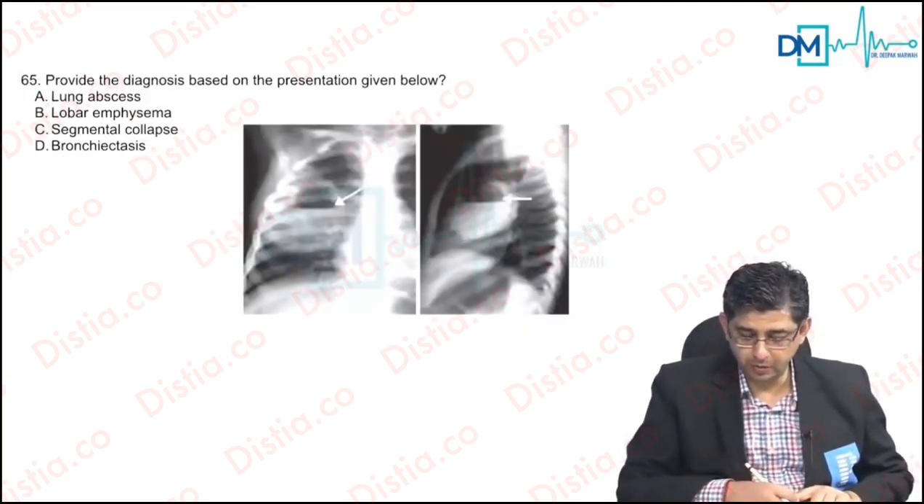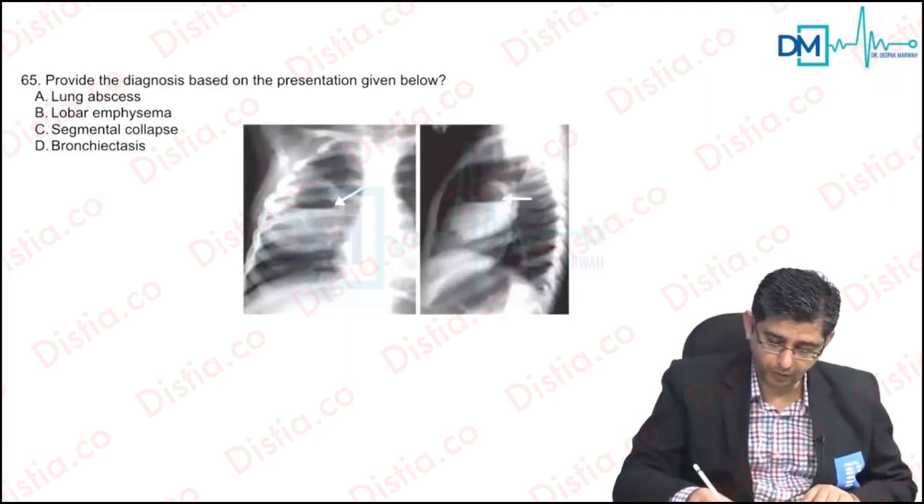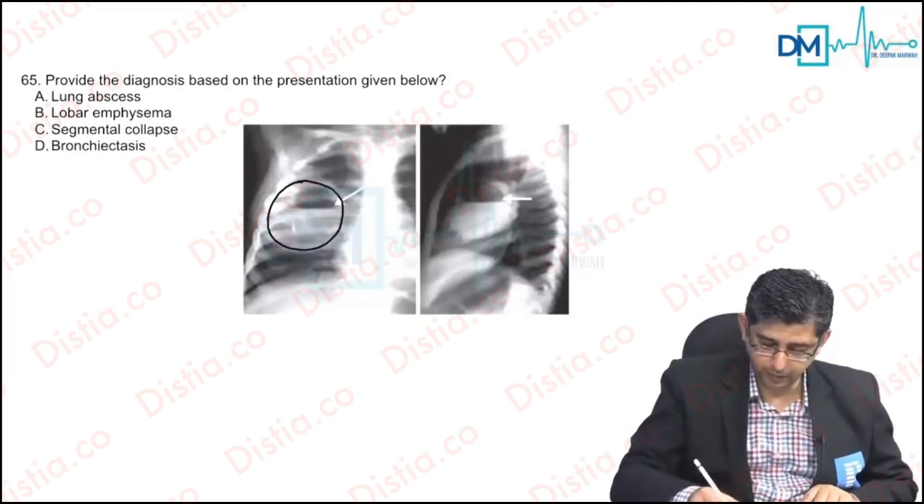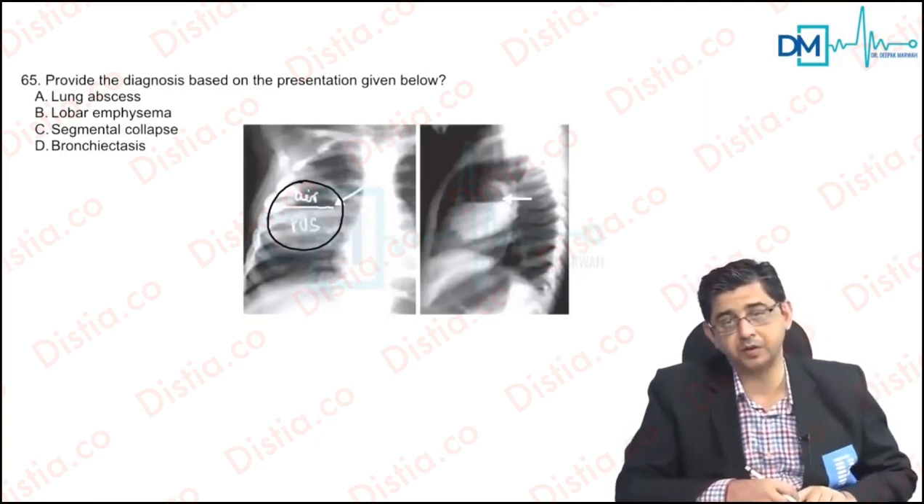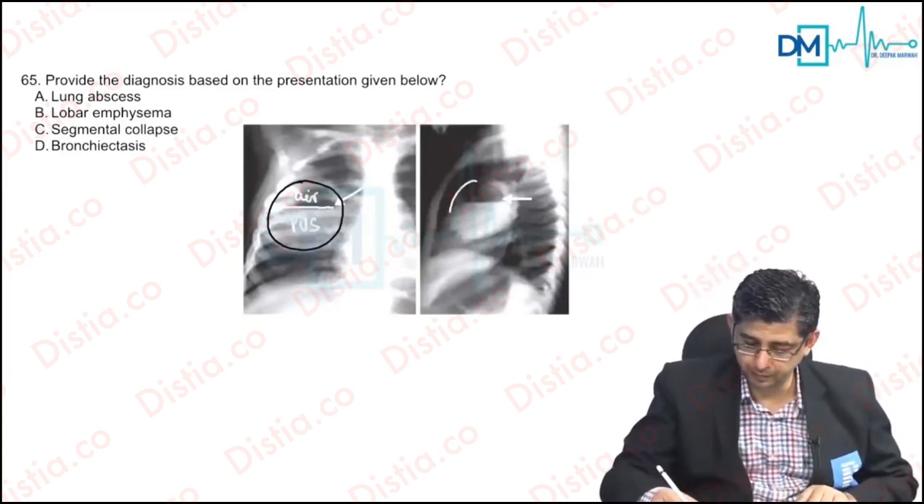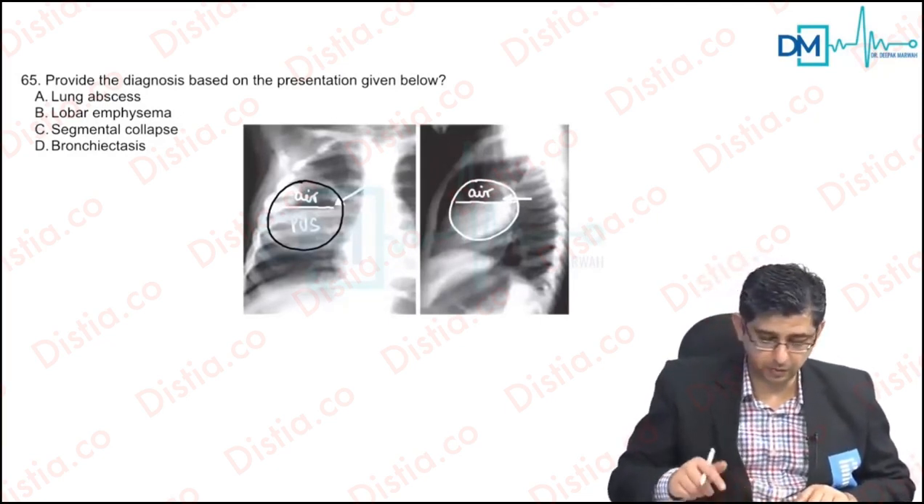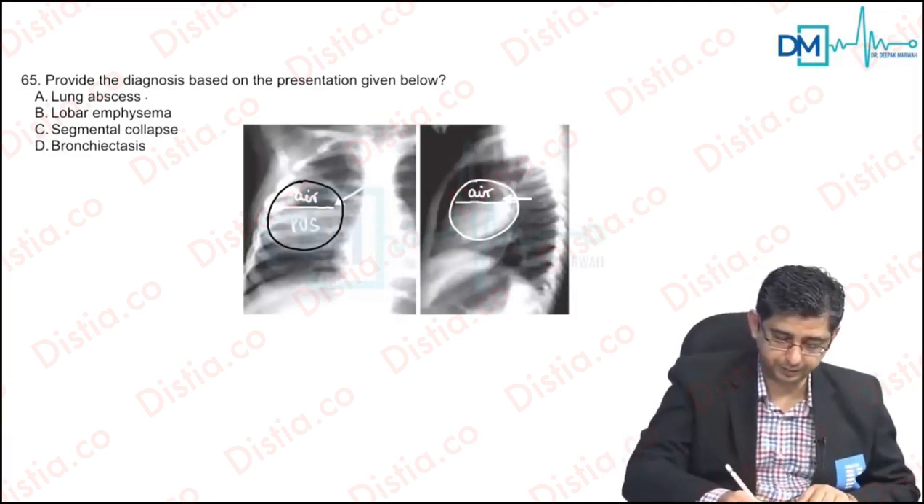Provide the diagnosis based on the presentation below. You can notice in this patient an air-fluid level. You can notice that the air is superior and inferiorly there is pus located. There is a distinct air-fluid level present in the patient, and because of the presence of the air-fluid level in this particular patient, the correct diagnosis will be lung abscess. So the answer to this question is A.